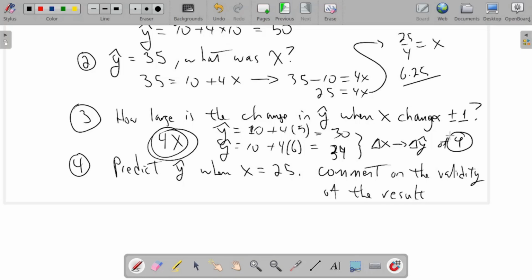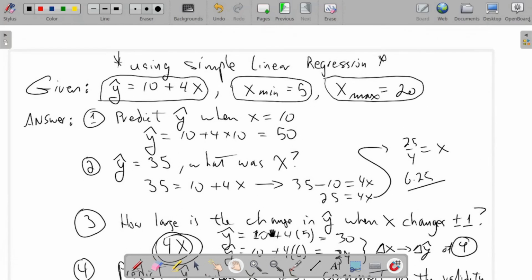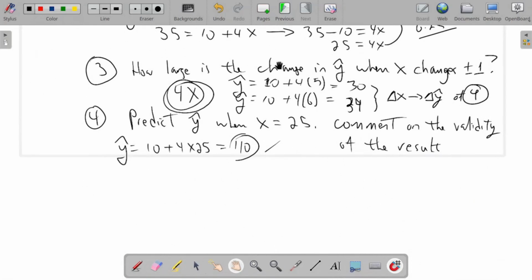Number 4. Predict y hat when x is equal to 25, and then comment on the validity of the result. All right, well, y hat is equal to 10 plus 4 times 25, so that's going to give us 110. And on the surface, that's an easy answer, not hard to do whatsoever. But this is where the other information comes in. If you note, the maximum x value is 20. But down here, we were asked to substitute 25. So this result is not reliable due to extrapolation.